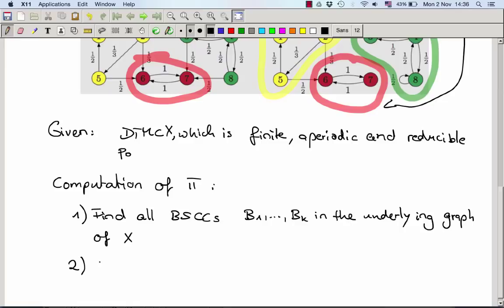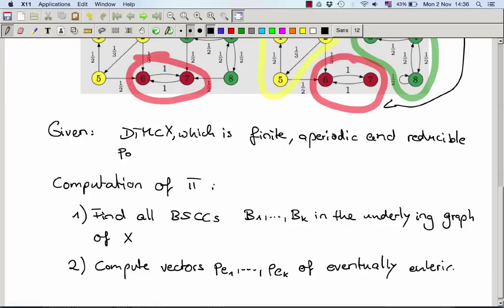Step 2, compute the vectors PE1 to PEK. E stands for eventually entering, of eventually entering the components, so these here, of eventually entering B1 to Bk. How that works, I will explain later.